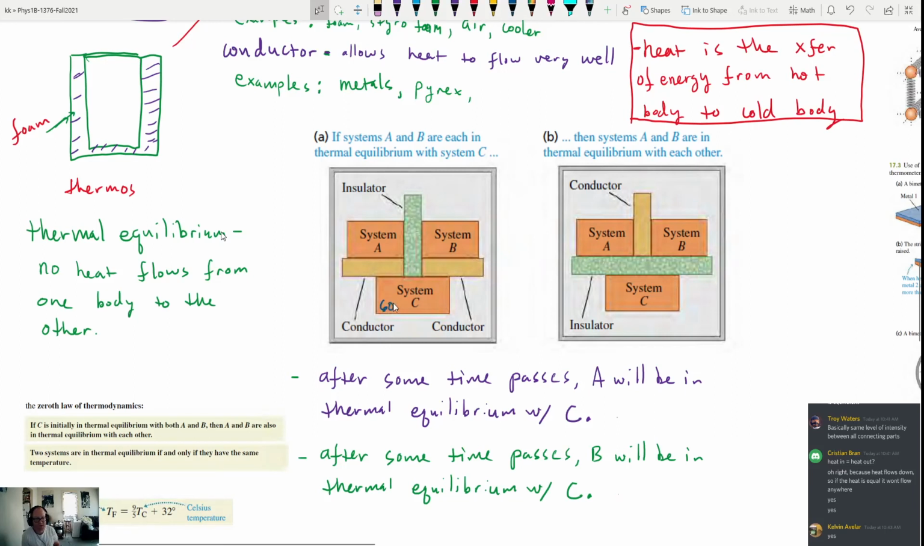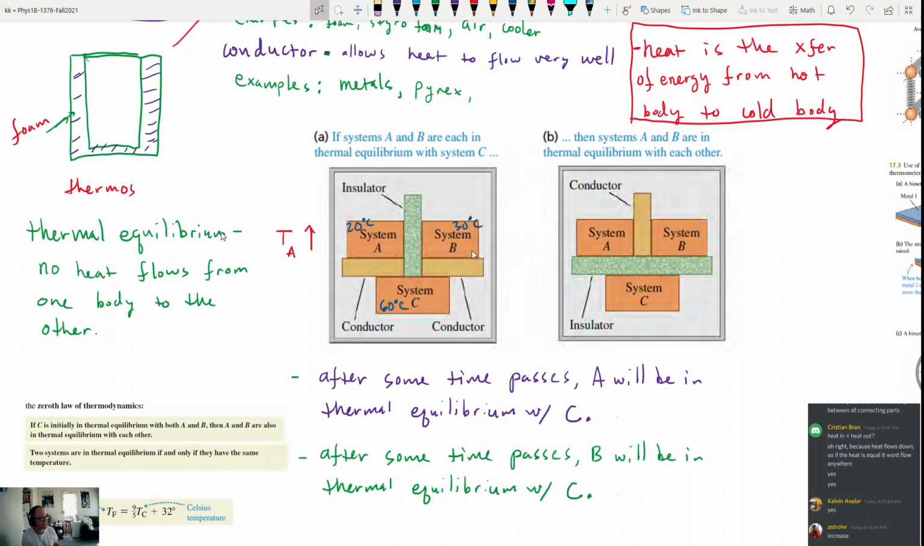Suppose that system C started at 60 degrees Celsius and system A started at, let's say, 20 degrees Celsius, and let's say system B started at 30 degrees Celsius. System C is hotter than system A and B, right? So what's going to happen to system A and system B? Is system A's temperature going to increase or decrease after some time? If system C is 60 to start with, system A is 20, and system B is 30, system A's temperature is going to go up, right? So system A is going to get hotter. Its temperature is going to increase.